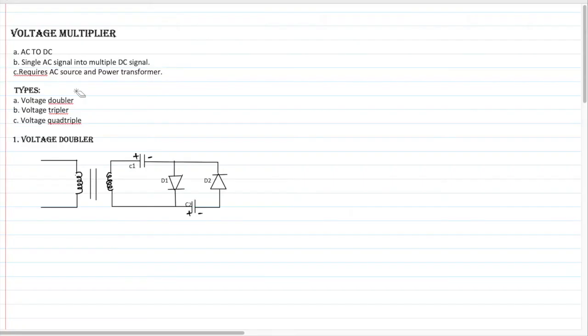In today's class I'll be explaining about the voltage multiplier. A voltage multiplier is a circuit which converts an AC signal into DC. Say if your AC signal is of lower voltage, then you can use a voltage multiplier where your output will be a DC output with higher voltage. So a voltage multiplier converts an AC signal into a DC signal.